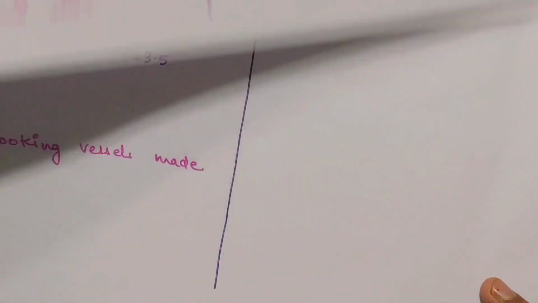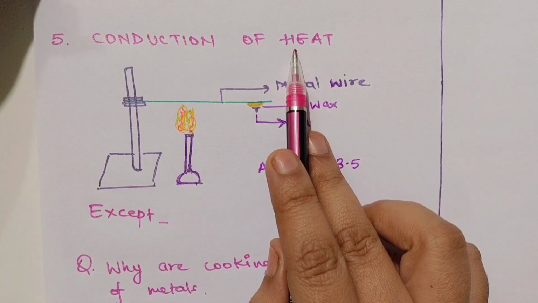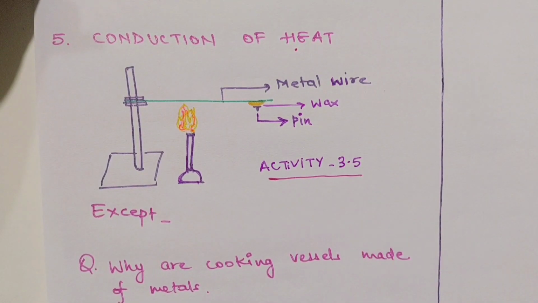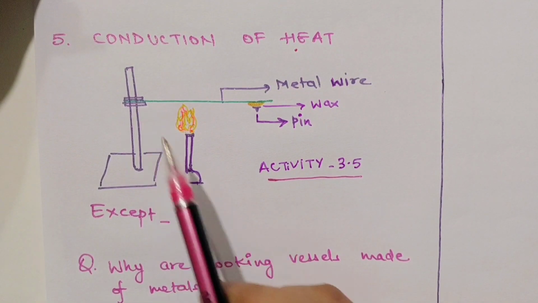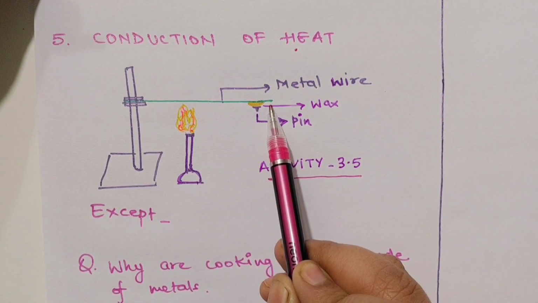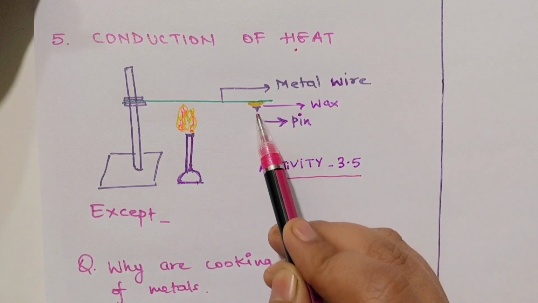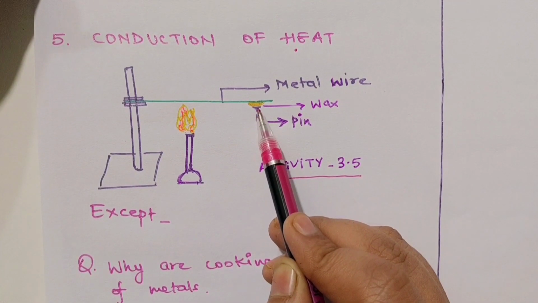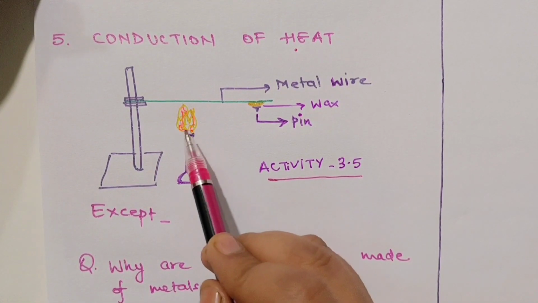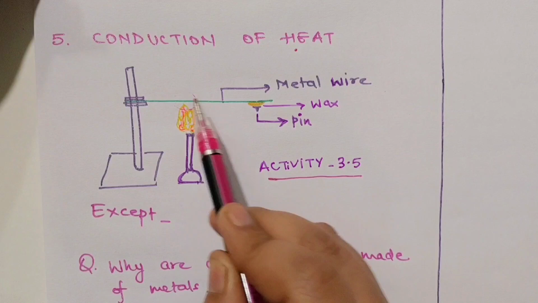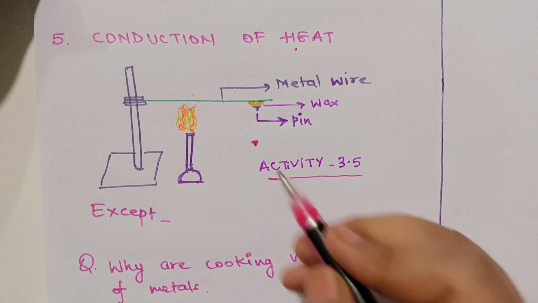All right. Next up, we have a property of metals, which is conduction of heat. Here we are talking about activity 3.5, where we have a metal wire screwed to a stand, and on the far end of the metal wire, we have stuck a pin using wax. Okay, and then we are heating the other end of the wire. Now, after some time what we would see is that the pin falls off. Why does that happen?